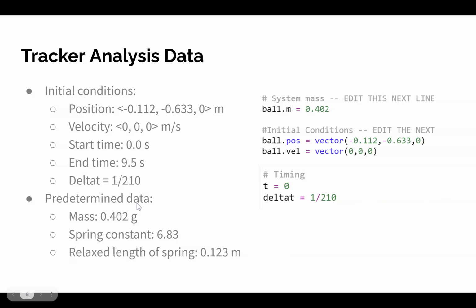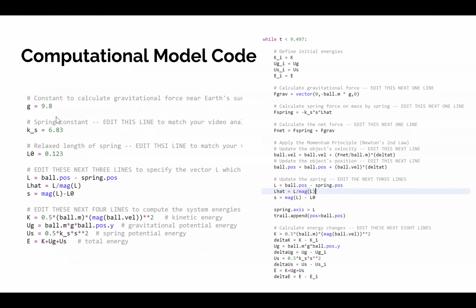I also had some predetermined data, since this wasn't a video that I took on my own. The mass was 0.402 grams, the spring constant was 0.683, and the relaxed length of the spring was 0.123 meters. Then I inputted those in my code. On the left-hand side, I have the constants, and I also calculated the L hat vector and S for the calculation of spring potential energy. I also calculated gravitational potential energy and kinetic energy, and added all three of those for the total energy.